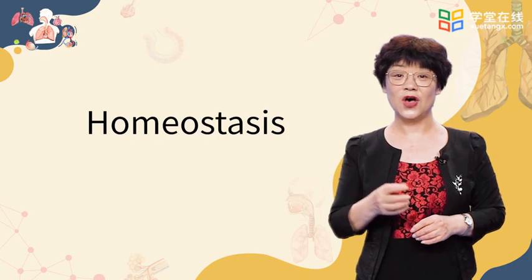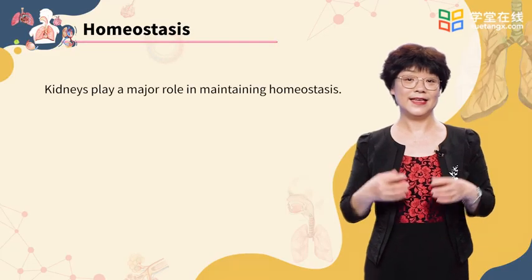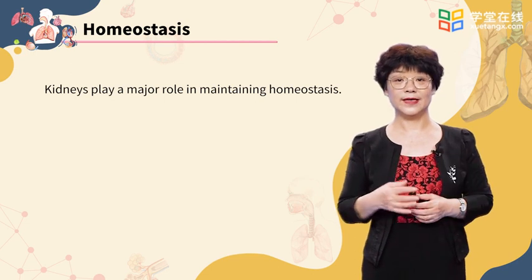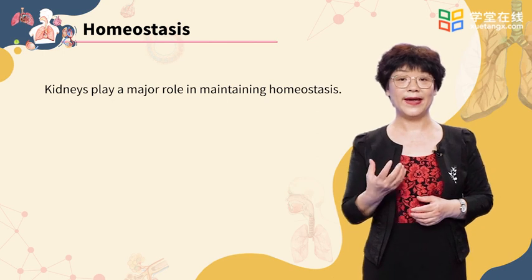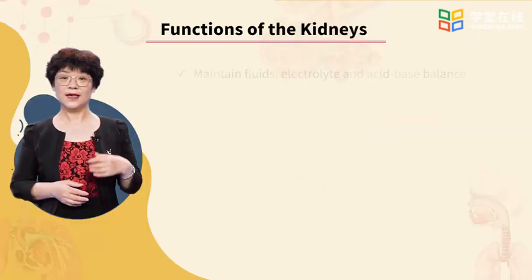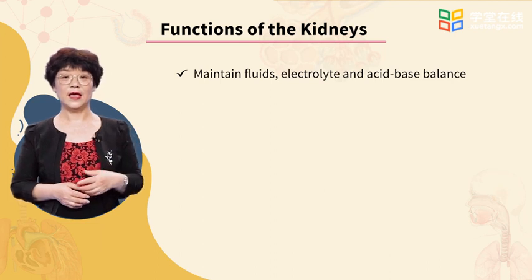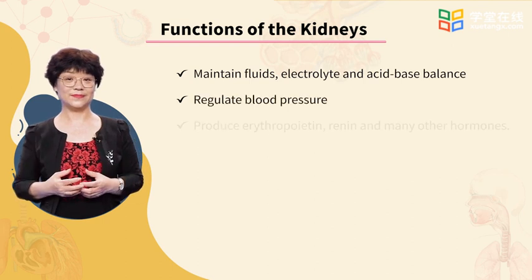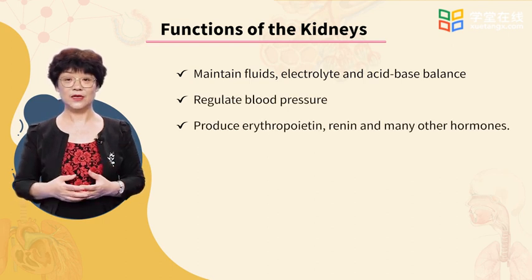Do you remember the concept of homeostasis? The internal environment, that is the extracellular fluid of the body, must be maintained at a steady state. We all know that kidneys produce urine. Besides forming urine, kidneys play a major role in maintaining homeostasis. Kidneys help to maintain fluid, electrolyte, and acid-base balance, regulate blood pressure, and produce erythropoietin, renin, and many other hormones.